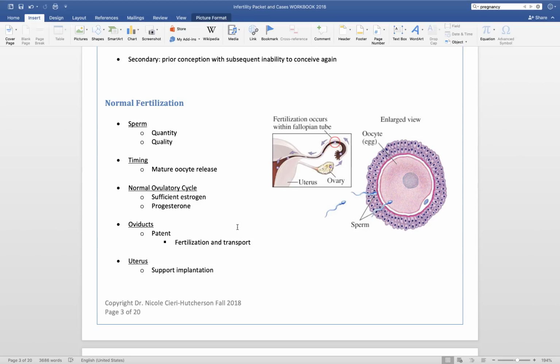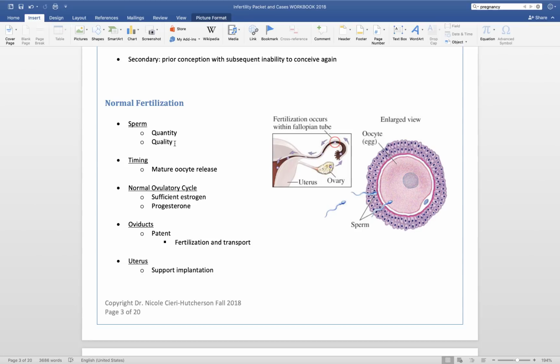So going along with that 20 to 25% chance per month of conceiving, all of these things have to be working and in the correct order in order for someone to conceive. So you have to have an appropriate amount of normal sperm, a normal quantity and quality. Usually in evaluations of fertility, sperm quantity and quality is tested first because this is a bit easier than the testing that a woman has to undergo, and much less invasive.